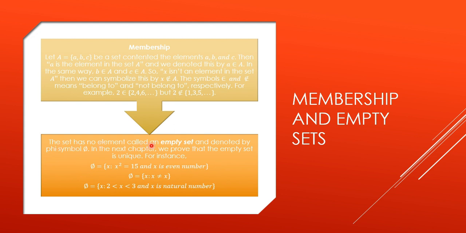The set that has no element is called the empty set and is denoted by the symbol pi. In the next chapter, we prove that the empty set is unique. For instance, pi equals {x such that x squared equals 16 and x is an odd number}. Pi equals {x such that x is not equal to x}. Pi equals {x such that x is between 2 and 3 and x is a natural number}.